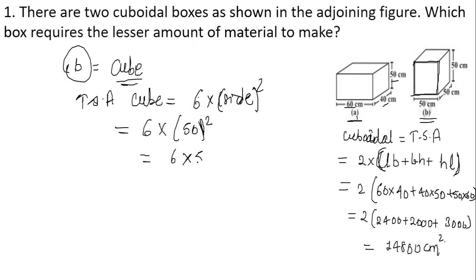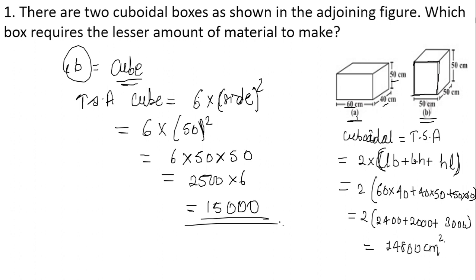6 into 50 into 50, 5 5s are 25 with 2 zeros. Okay, 2500 multiplied by 6 will give me 15000. So 15,000 is the answer for the cube surface area, and for the cuboidal box the total surface area is equal to 148,000, right? So from the results of A and B, we can clearly say that the cuboidal box requires less material to make compared to the cube. Okay, so the cube will require more material to build the box.